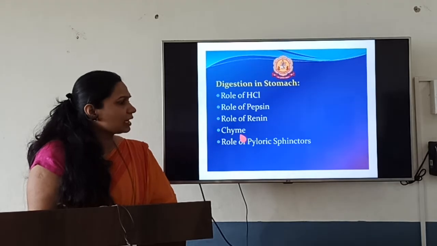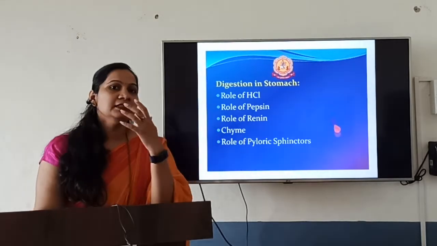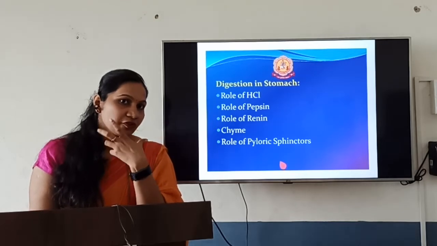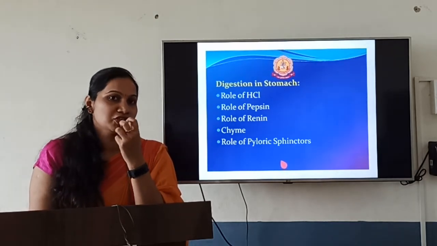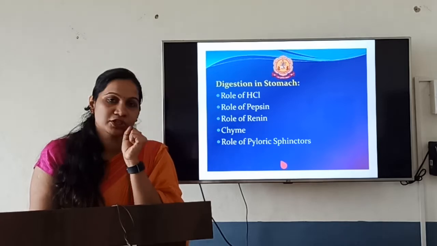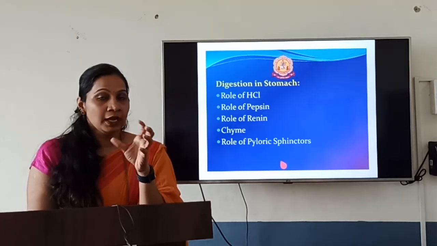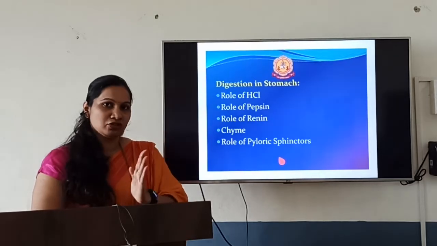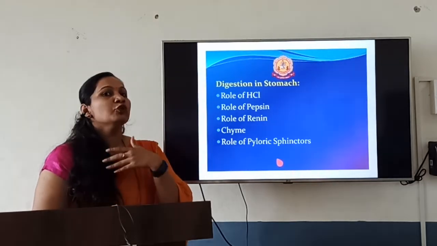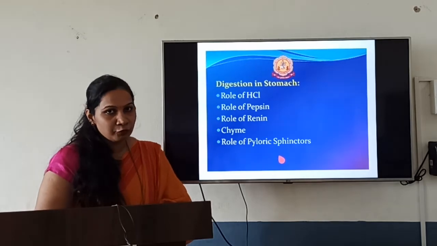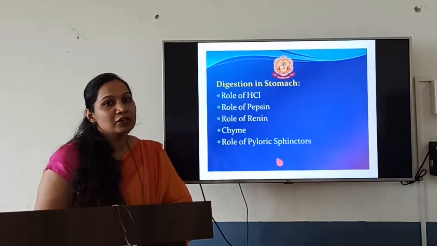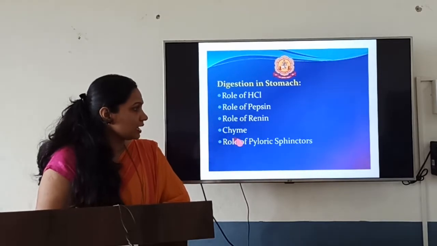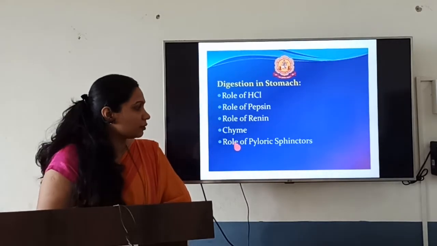And next is about chyme. What is chyme? See, in the mouth, the food mixes with the saliva, the process of mastication as well as the mixture of saliva forms a ball-like structure known as a bolus. And when it goes to the stomach, the churning action of the stomach leads to formation of semi-digested food and it mixes with the acidic components of the stomach and forms the chyme.